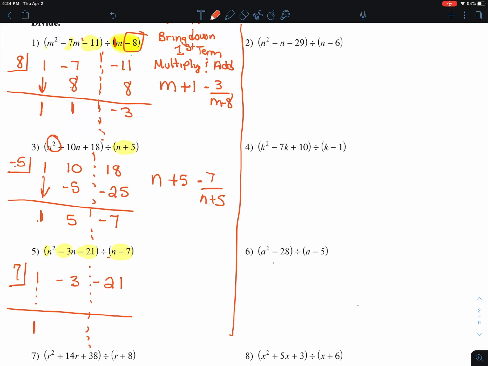I bring down that first term, and then I multiply and add. 7 times 1 is 7. Adding those together, I get 4. 7 times 4 is 28. Adding those together, I get 7. So dropping the term, I get n squared plus 4 plus 7 over n minus 7.